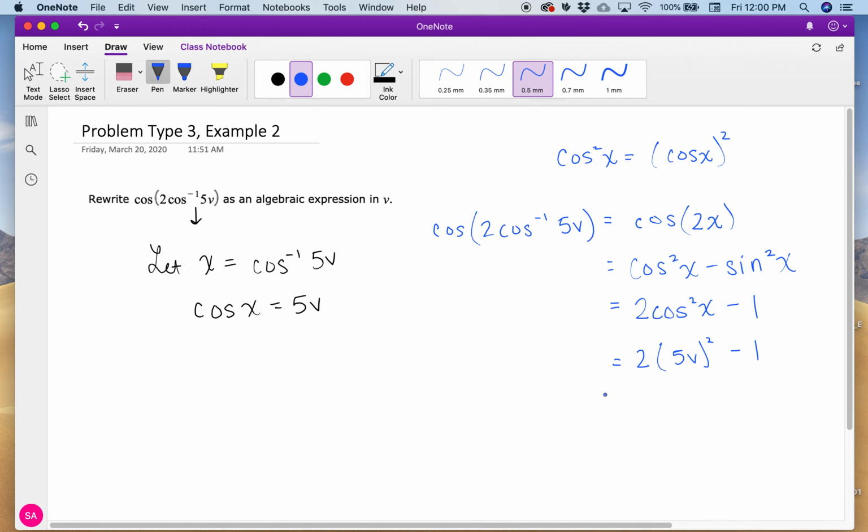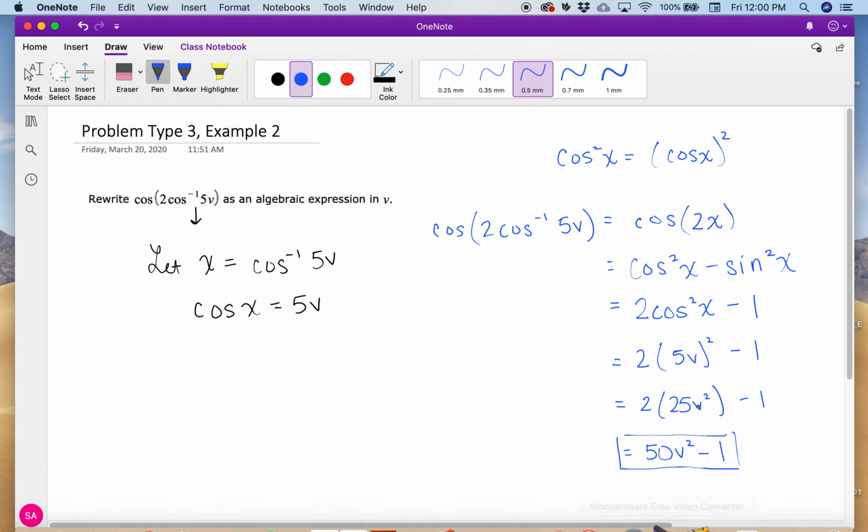And then just use simple algebra from here. Make sure you got to square first. So we leave the 2 out front, squaring everything, we get 25v squared minus 1. Now we can multiply. 2 times 25 is 50v squared minus 1. Boom. Dunzo. That is your answer.